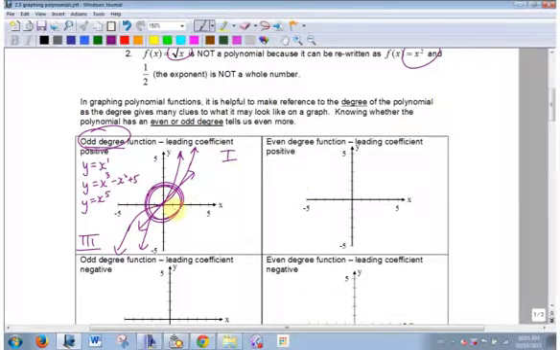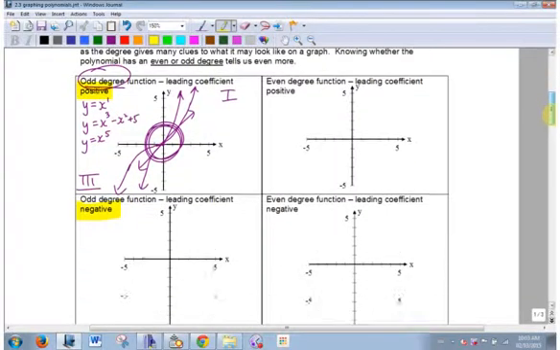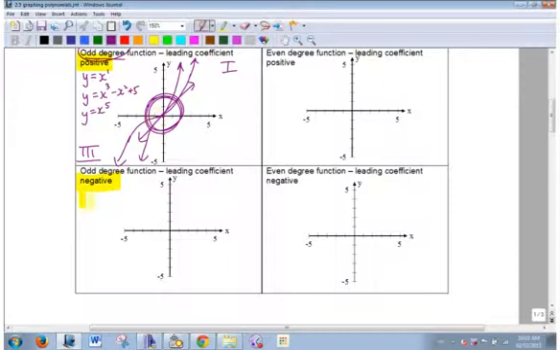What happens if, because this was all positive, what happens if now the leading coefficient is negative? Like, what does that do to y equals x? It reflects it over the x-axis. Is this something new? Have we learned this? No, we learned that, right? That negative can be put on the y, that's a reflection over the x-axis.